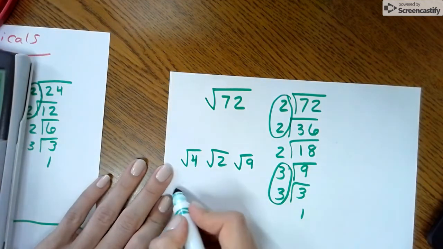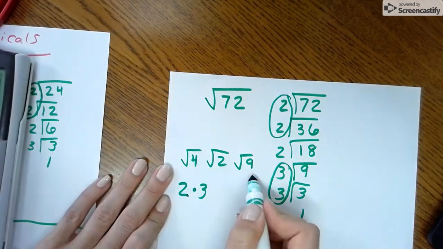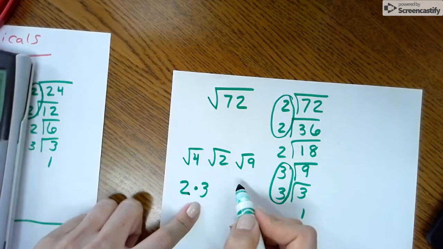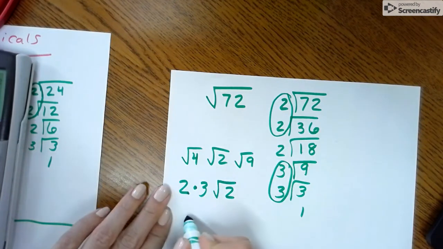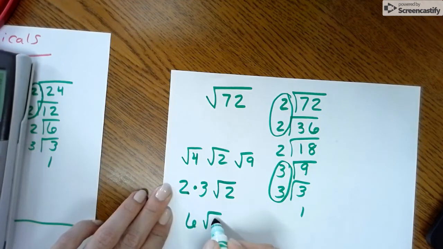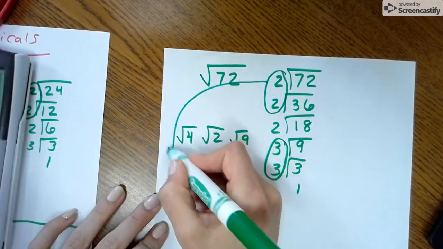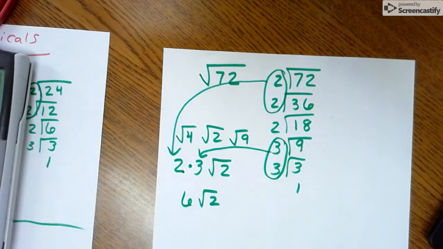So what do you do when you have multiple groupings? Well, the square root of 4 is 2. The square root of 9 is 3. Since all of these are being multiplied to get back to 72, any multiple groupings coming to the outside need to be multiplied back together. Okay, so your final answer would be 6 square roots of 2. Okay, so if you have multiple groupings, again, each grouping goes to the outside and they're multiplied back together.